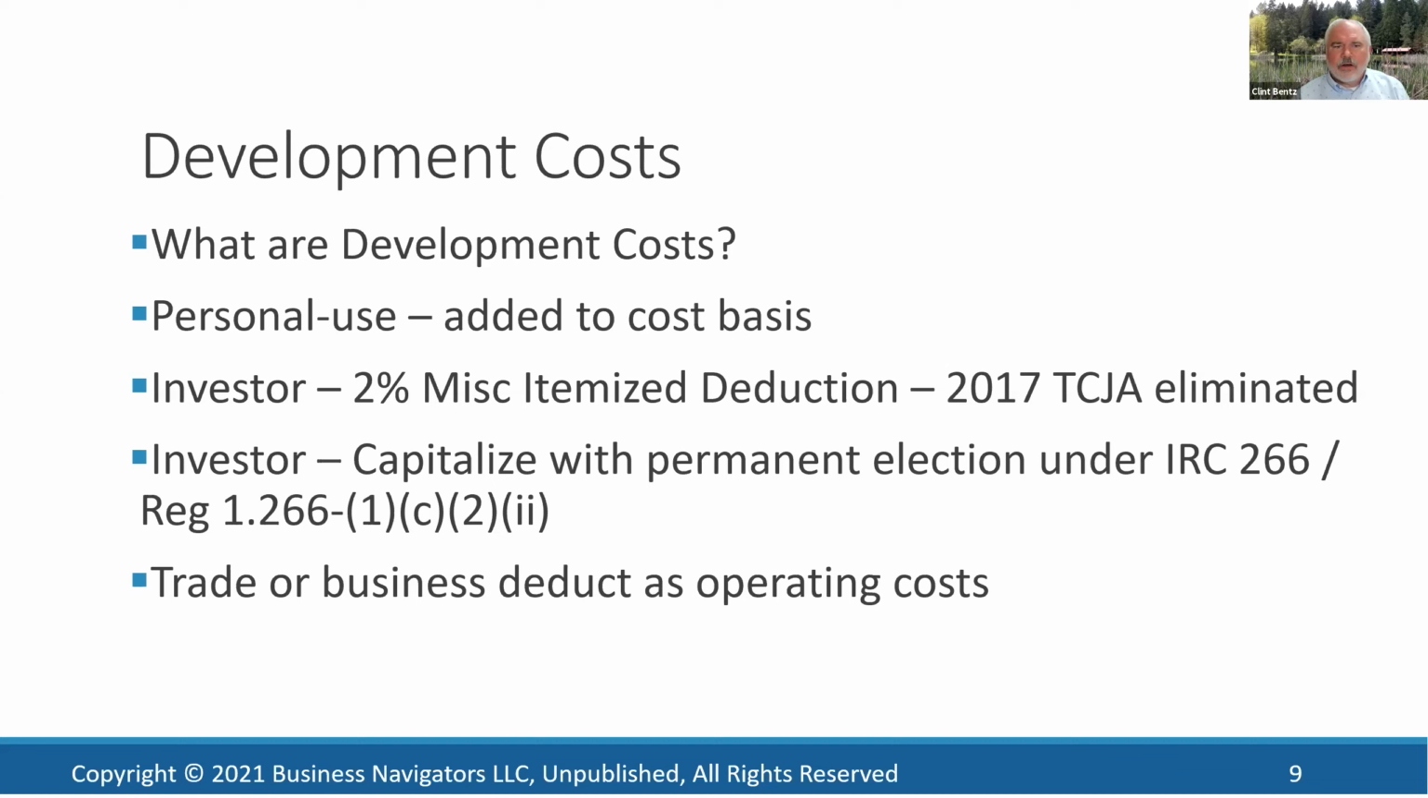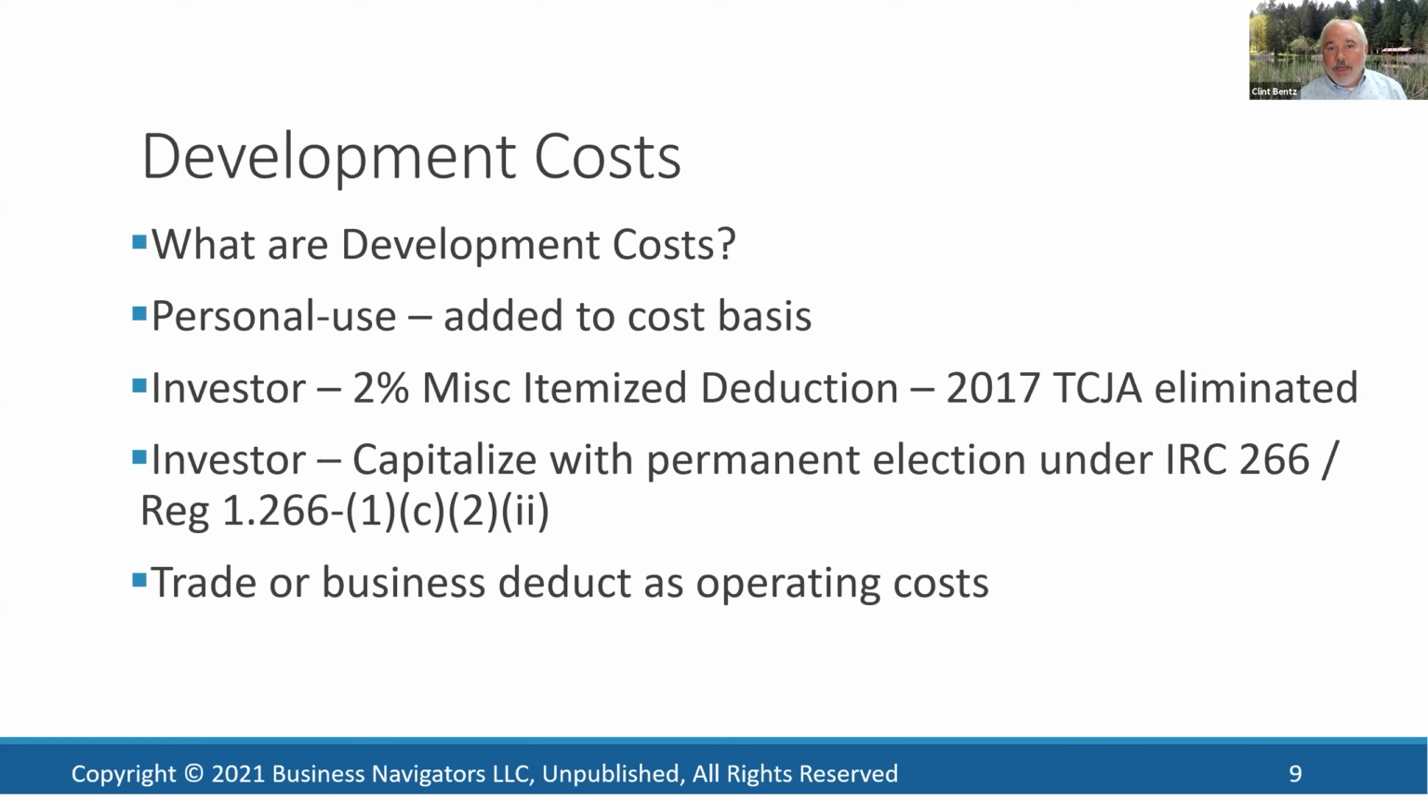If you're an investor, these development costs are 2% miscellaneous itemized deductions, which were eliminated under the Tax Cuts and Jobs Act. But the difference here is that while these are carrying costs, these development costs are treated differently than routine maintenance. If you want to capitalize these costs, you have to make a permanent election, and there's a different reg. It's 266.1(c)(2)(ii). And this is a permanent election.